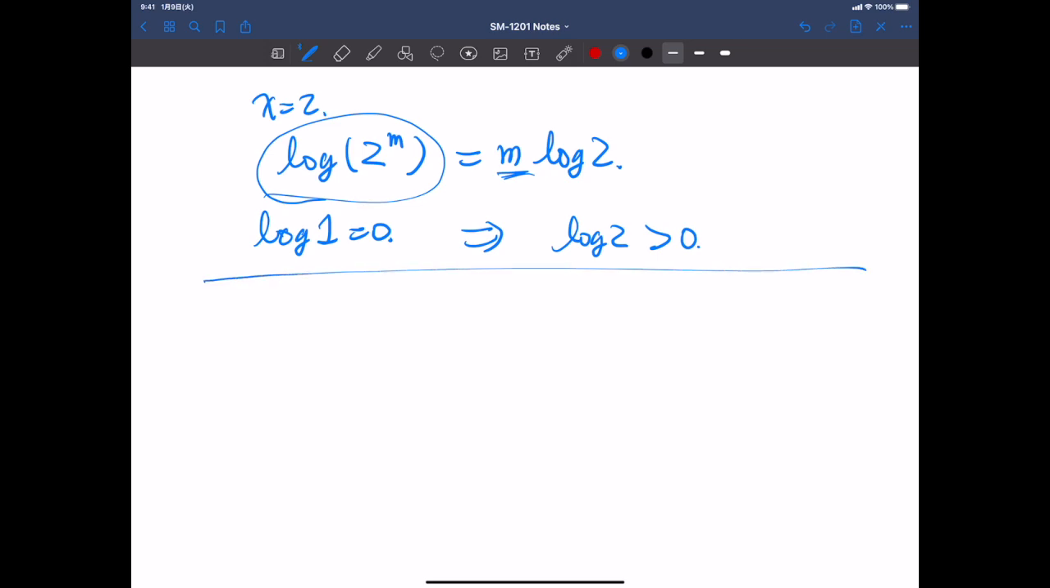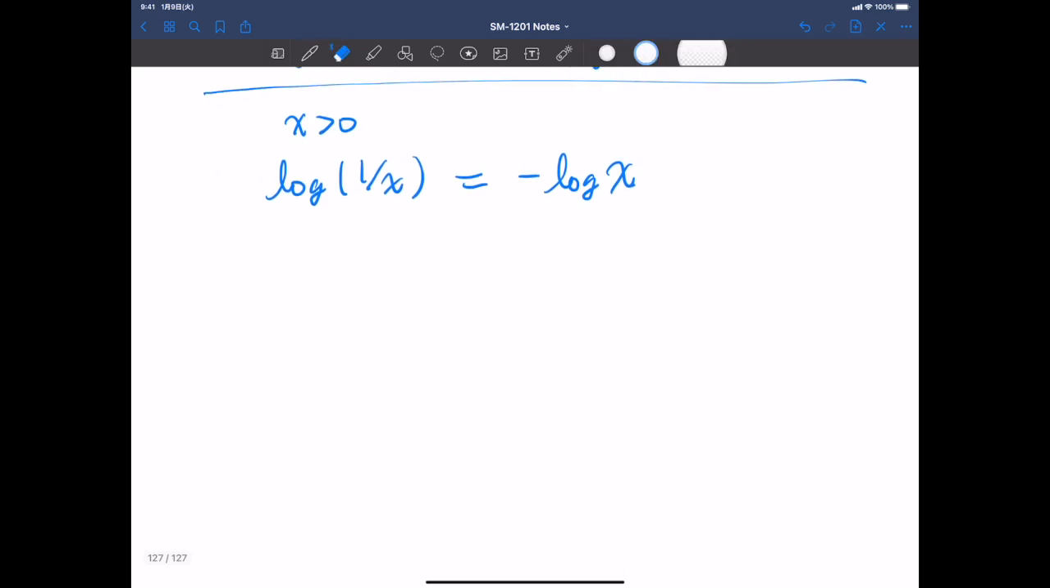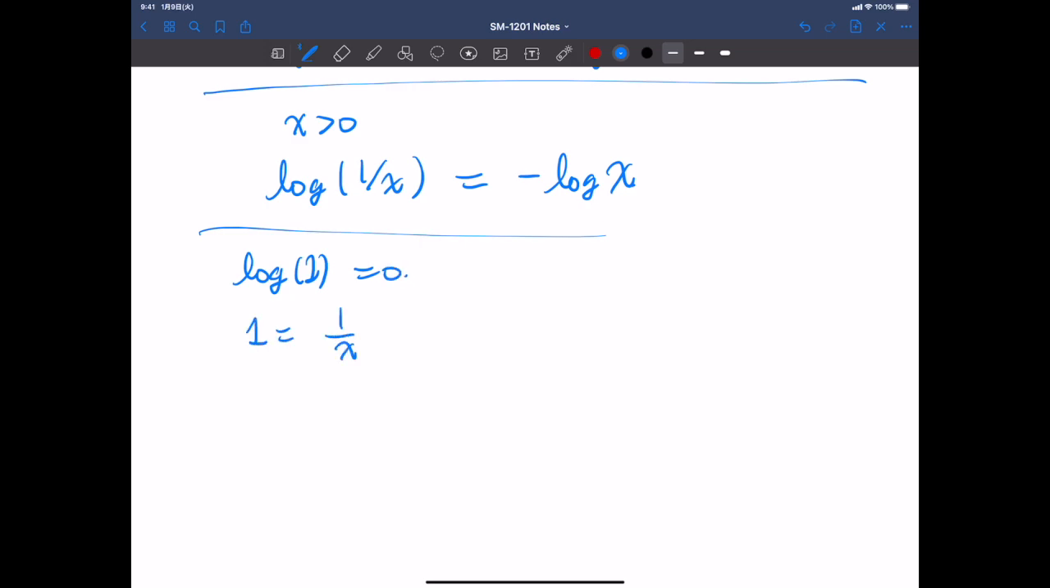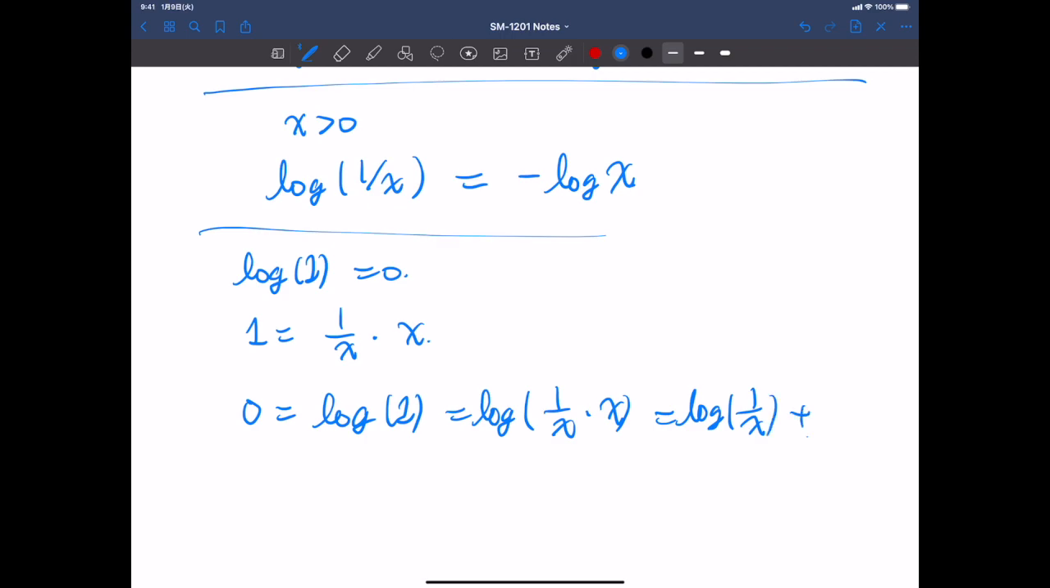And here's another corollary. For any positive number x, we have log of 1 over x equal to negative log of x. To see this, this can be proved very easily. So we know that log 1 is equal to 0. But 1 is equal to 1 over x times x. So we have 0 equal to log 1, which is equal to log of 1 over x times x, which is log of 1 over x plus log of x. Therefore, we have log of 1 over x equal to negative log of x.